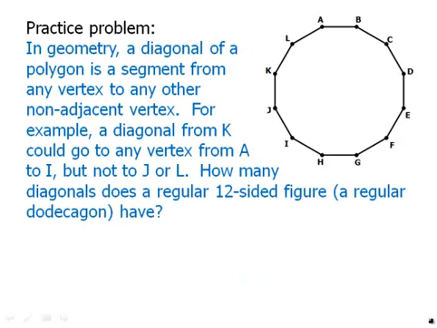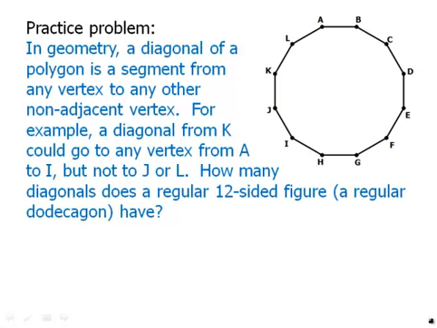Here's a practice problem. Pause the video and then we'll talk about this. We made reference to this back in the geometry section. Now we have the tools where we can count diagonals. The diagonal of a polygon is a segment from any vertex to any other non-adjacent vertex. For example, a diagonal from K could go to any letter from A to I, but could not go to J or L. So that's just the definition of a diagonal. How many diagonals does a regular 12-sided figure, a regular dodecagon, have?